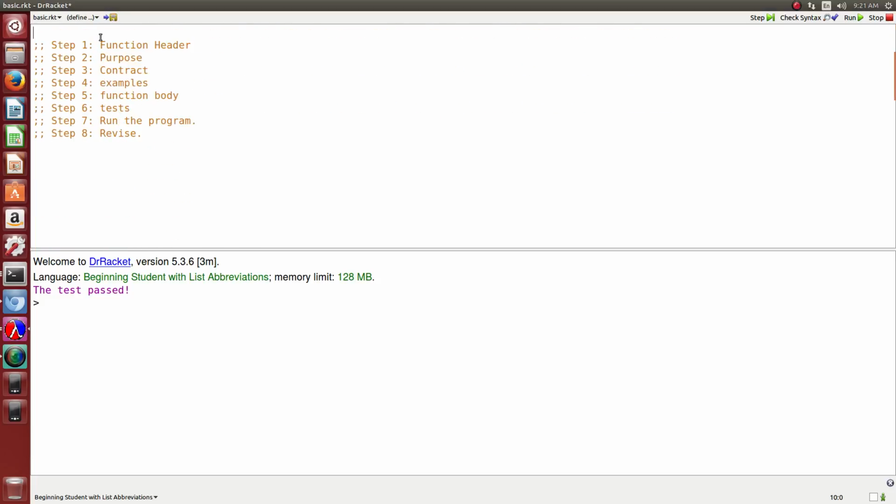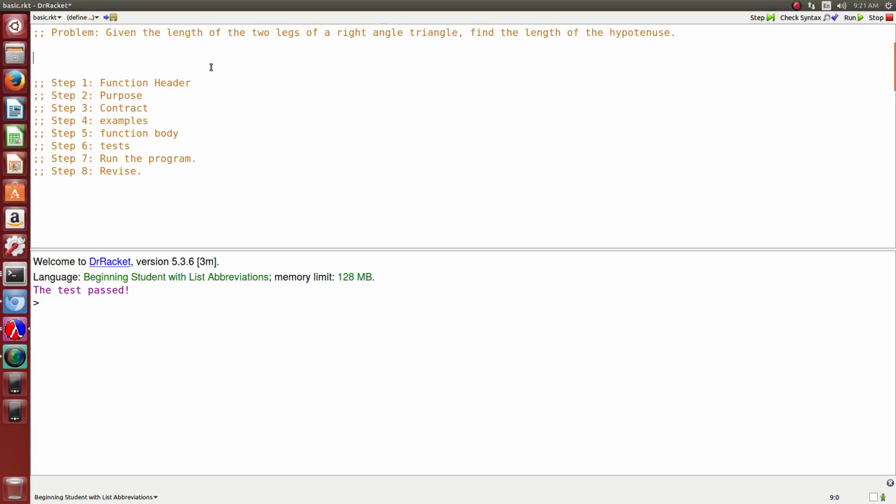So if I were to write a function header for this problem, I would have a define statement, and we're going to call it, let's say, find hypotenuse. And then obviously, we're given the length of the two legs, so we would need, let's say, leg 1 and leg 2 as our parameters. That way we can pass in numbers as arguments. And we shouldn't have anything else because that's all we need to find the length of the hypotenuse, because we're already given that it's a right angle triangle.